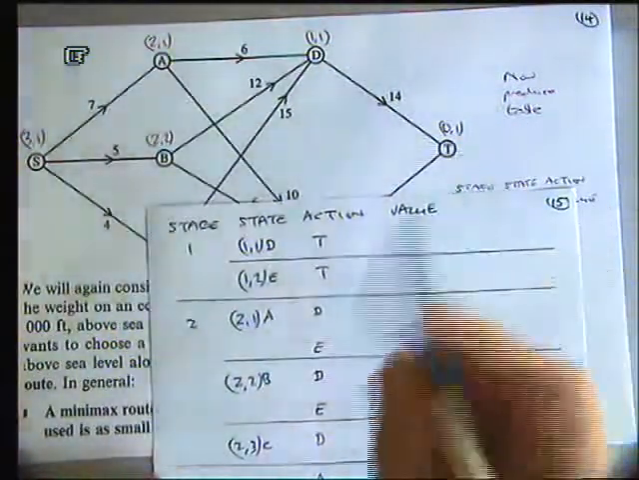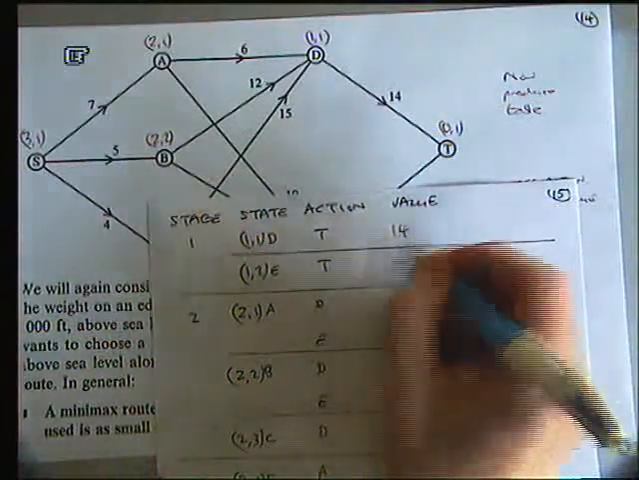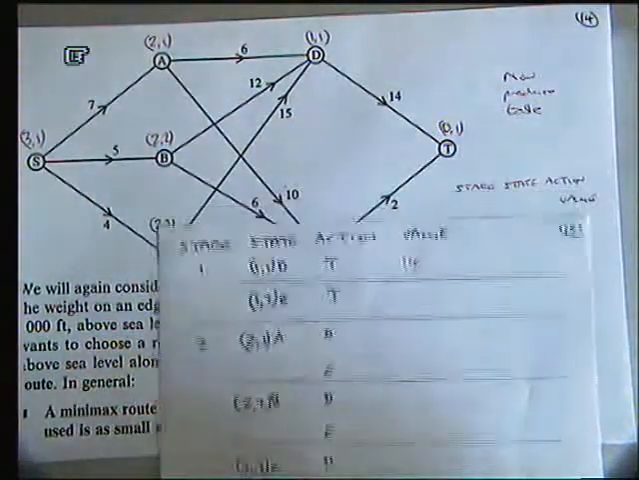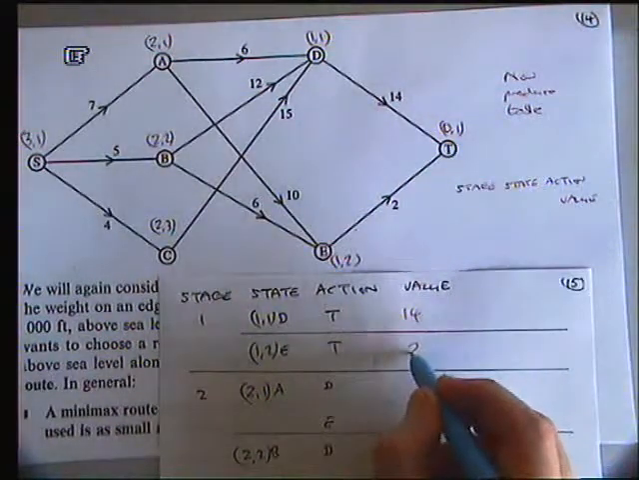only option is to go to T. What is the value? 14. Yeah, that's it. It's the only thing there is to go there. And if you're going from E to T, from 1, 2, E to T, that is 2.